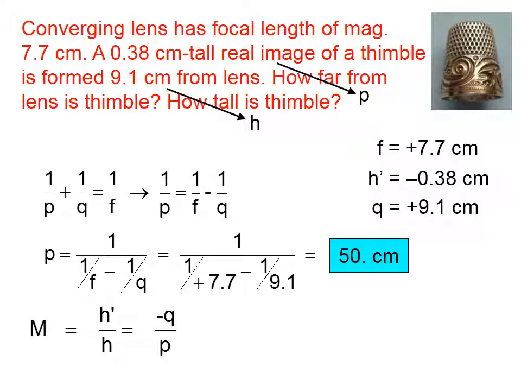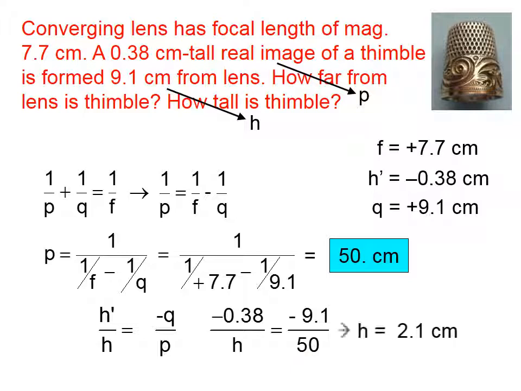Let's use the magnification equation. We're not asked to calculate the magnification, so I think I'm just going to leave that part out of it and just use this expression here. We know h prime, we know what Q is. Remember, the equation has the opposite of Q, and Q here is positive 9.1. That's why we have opposite of 9.1. We just figured out the object distance to be 50. Cross multiply and solve that for h.